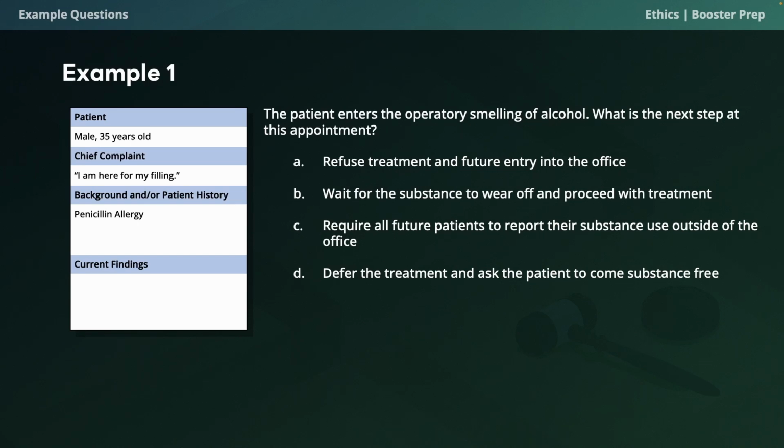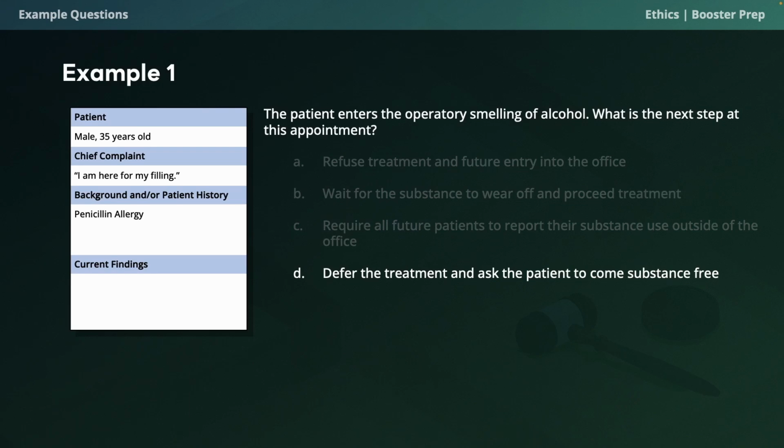A, refuse treatment and future entry into the office. B, wait for the substance to wear off and proceed with treatment. C, require all future patients to report their substance use outside of the office, or D, defer the treatment and ask the patient to come substance-free. Go ahead and pause it and think about this question. The correct answer here is D, defer the treatment and ask the patient to come substance-free. We definitely don't want to treat this patient while he is under the influence of alcohol, so we do want to defer the treatment and have him come back when he is substance-free.